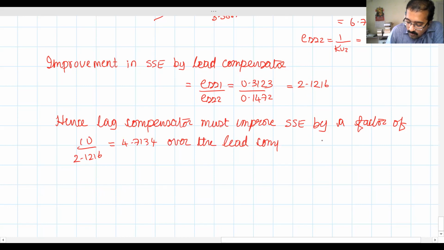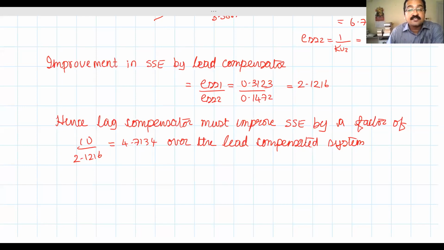Over the lead compensated system. Okay, so lead compensator, what's the transfer function? S plus ZC divided by S plus PC. Okay, S plus ZC divided by S plus PC, right? So that means the ratio of the compensator zero to the lag compensator pole must be how much? Must be 4.7134.